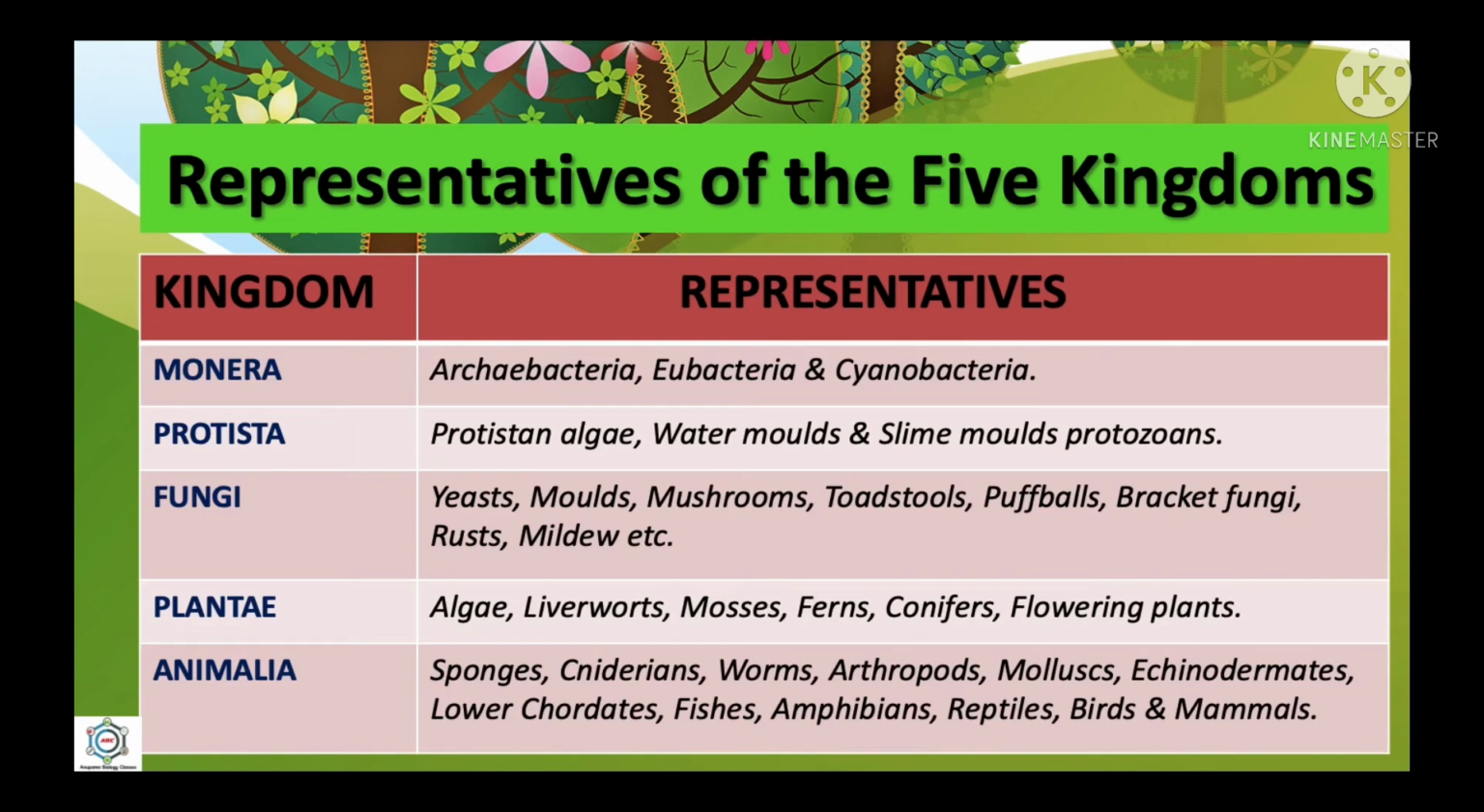Next is fungi like yeast, molds, mushrooms, toadstools, puffballs, bracket fungi, rust, mildew, etc. In case of Plantae, representatives are algae, liverworts, mosses, ferns, conifers, flowering plants, etc. And in case of Animalia, representatives are sponges, cnidarians, worms, arthropods, mollusks, echinoderms, lower chordates, fishes, amphibians, reptiles, birds and mammals. So these are the five kingdoms, which are Monera, Protista, Fungi, Plantae and Animalia. And here you can see the representatives of all these five kingdoms.